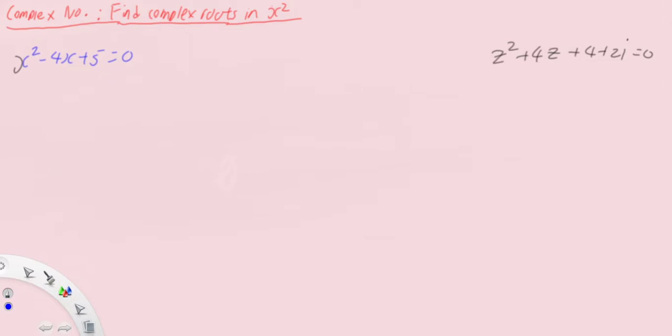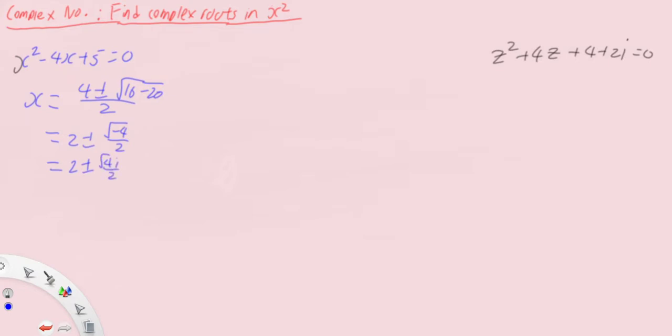Clearly we can't factorize to give us real solutions, so we're just going to use the quadratic formula. b squared minus 4ac is 16 minus 20, over 2a. So 2 plus minus, 16 minus 20 is minus 4, so we have root minus 4 over 2, which you can also change to 2 plus minus root 4 times i, over 2.